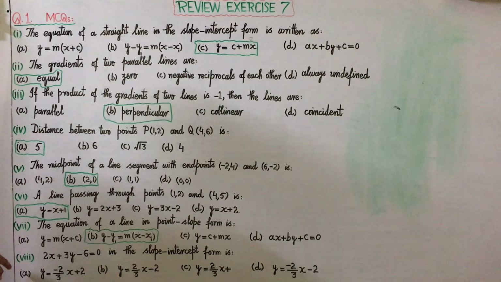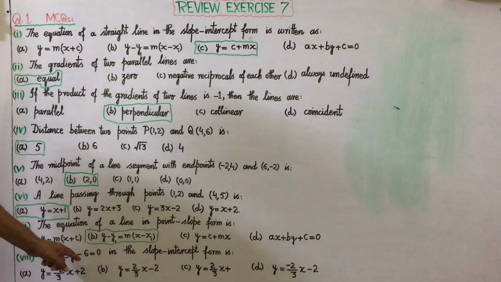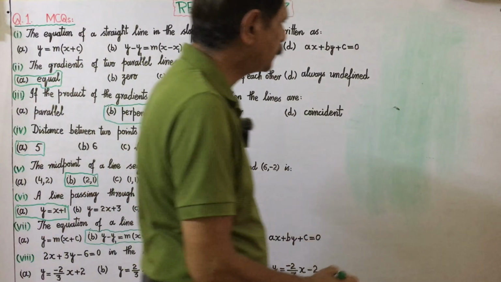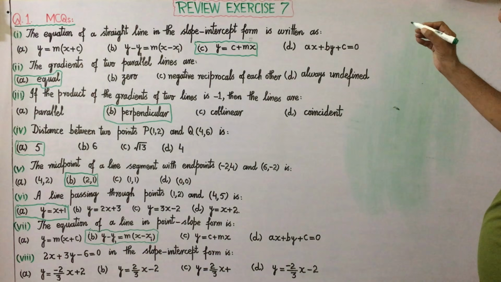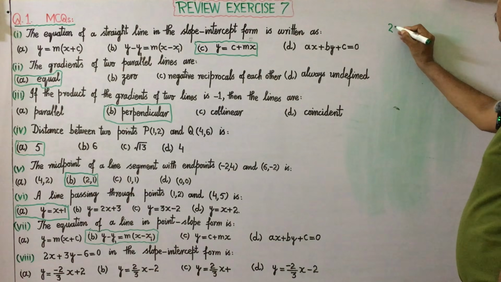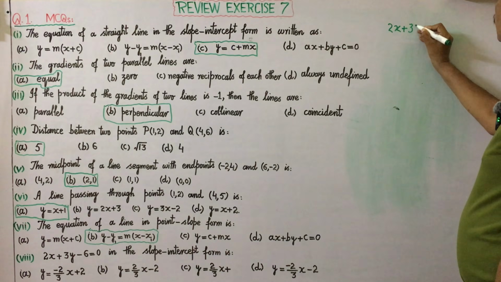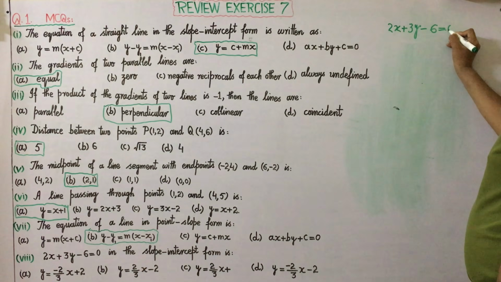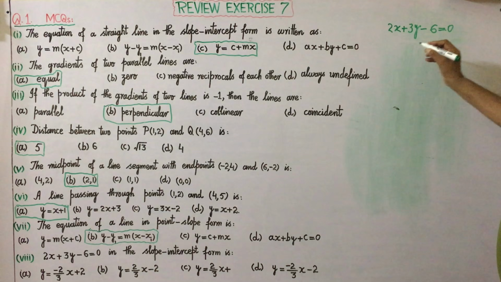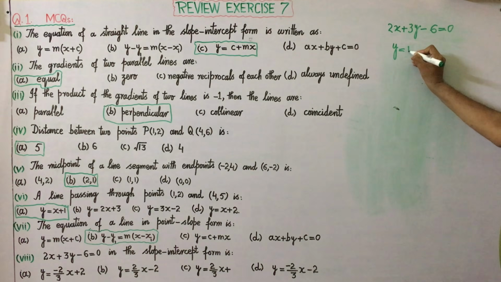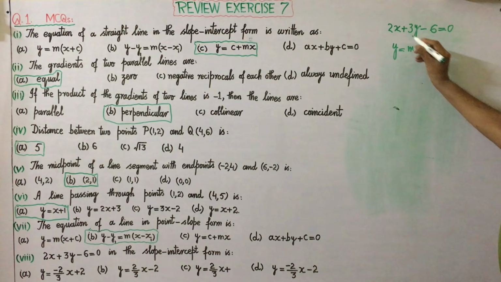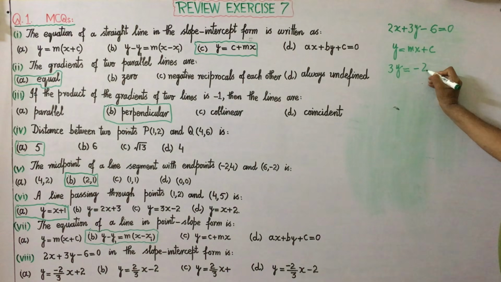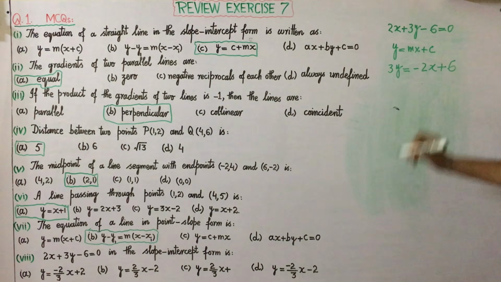Now 8th MCQ, 2x plus 3y minus 6 is equal to 0 in the slope intercept form is. Given equation is 2x plus 3y minus 6 is equal to 0. Slope intercept form is y is equal to mx plus c. So y on the left hand side and the rest of the terms on the right hand side.